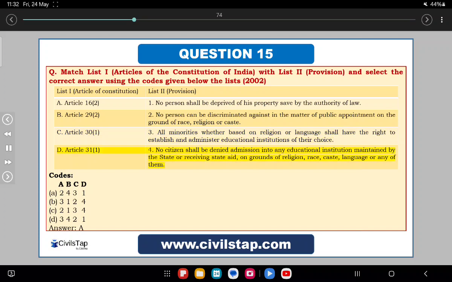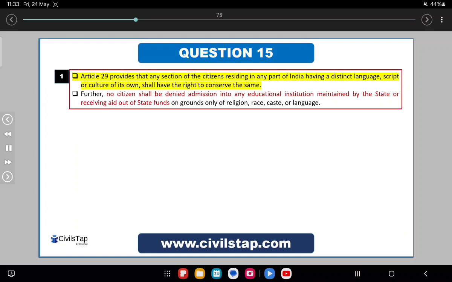D. Article 31(1)(4). No citizen shall be denied admission into any educational institution maintained by the state or receiving state aid on grounds of religion, race, caste, language or any of them. Codes. A, B, C, D. 2431, B, 3124, C, 2134, D, 3421. Answer, A.